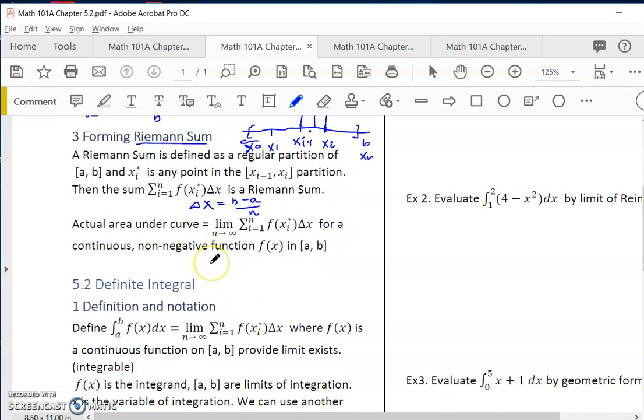Riemann himself actually proved that if you take a limit where n approaches infinity, that means you keep on cutting until you have a very, very big number of those small rectangles, it turns out that this will become the actual area under the curve. If, and only if, f is continuous and a non-negative function. That means your function is always above the x-axis. So this would equal the actual area under the curve.